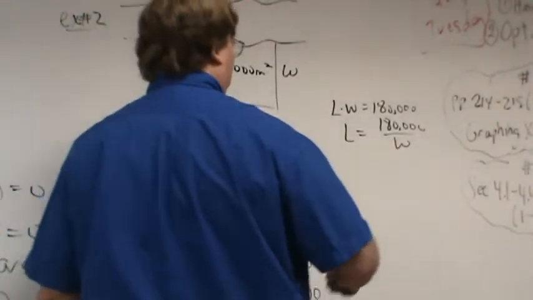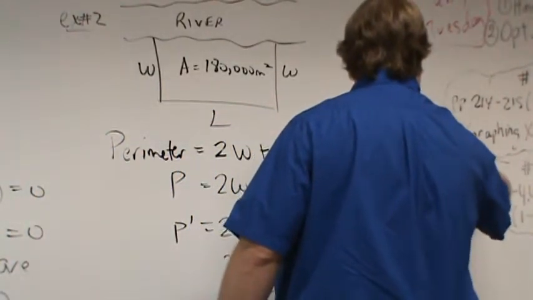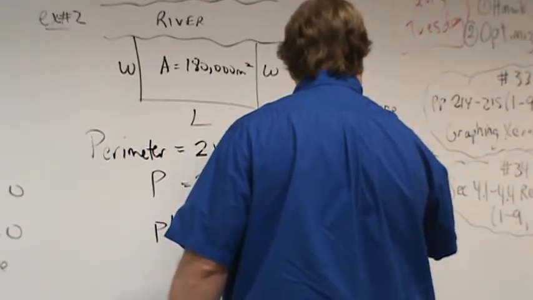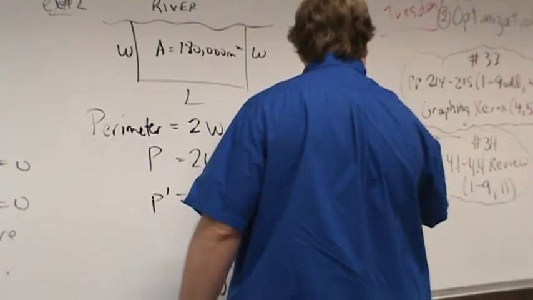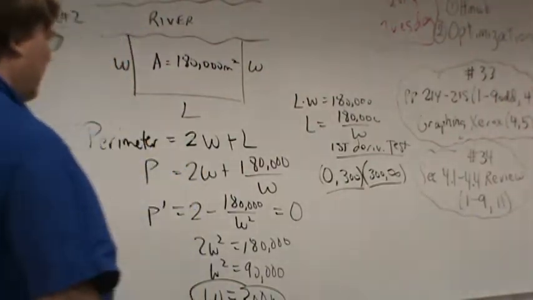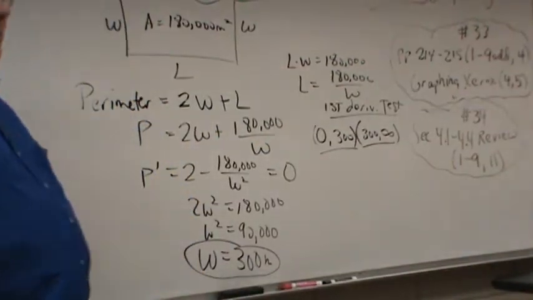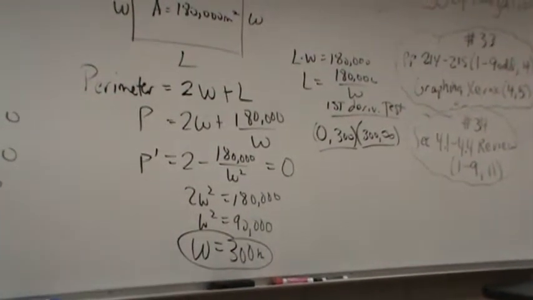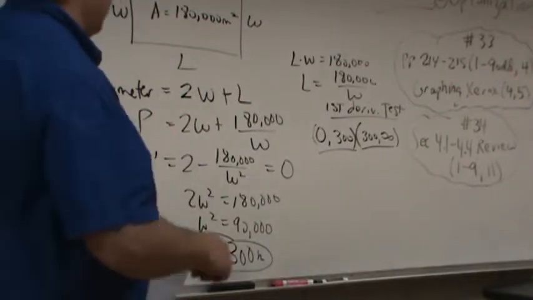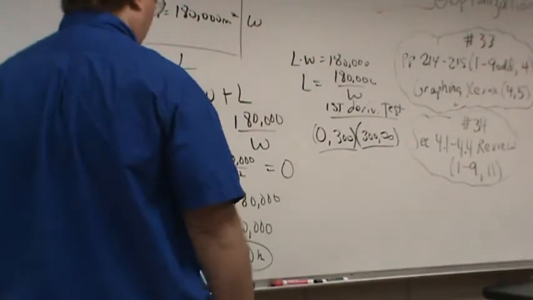I'm going to do the first derivative test. Why didn't I go to negative infinity? Why not have my domain be negative infinity to 300? Yeah, we don't have negative lengths of sides. The smallest the side can be is 0. Really, it can't be 0, or you don't have a rectangle.